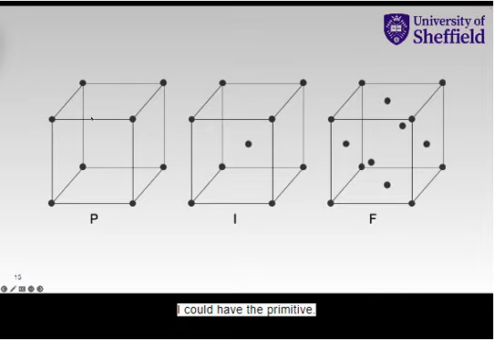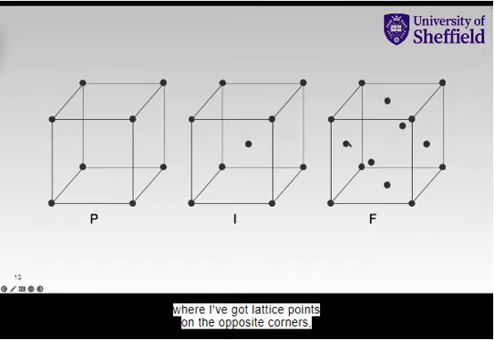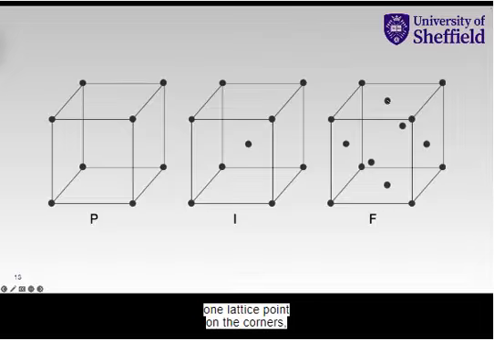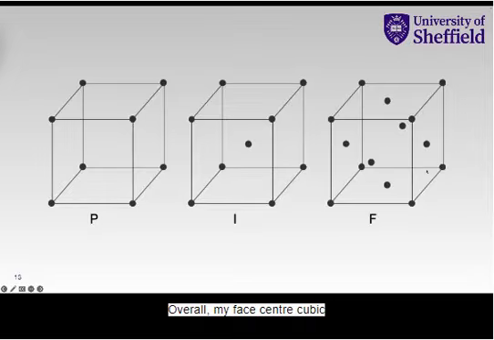I could have the primitive, I could have a body-centered where I've got one lattice point right in the center of my unit cell. And I've got my face-centered cubic where I've got lattice points on the opposite faces of my unit cell. So the primitive only has one lattice point. The body-centered has one shared between the corners and one in the center, so overall has 2 lattice points. And my face-centered cubic has one lattice point on the corners, one on that set of faces, one shared between that set of faces, and one shared between that set of faces. So overall, my face-centered cubic has 3 lattice points associated with it.